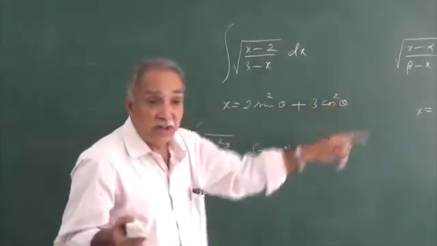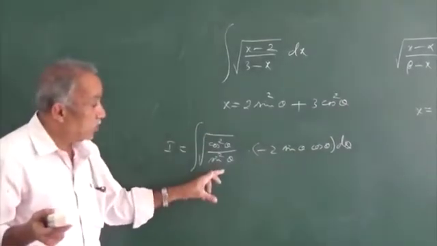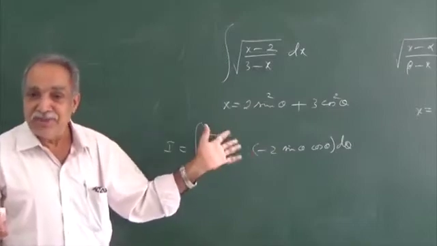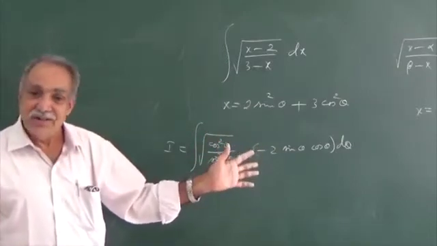Suppose you have everything in denominator. This cos square also is in denominator. Sin theta, cos theta, everything cancel, become integral number into d theta, finished.